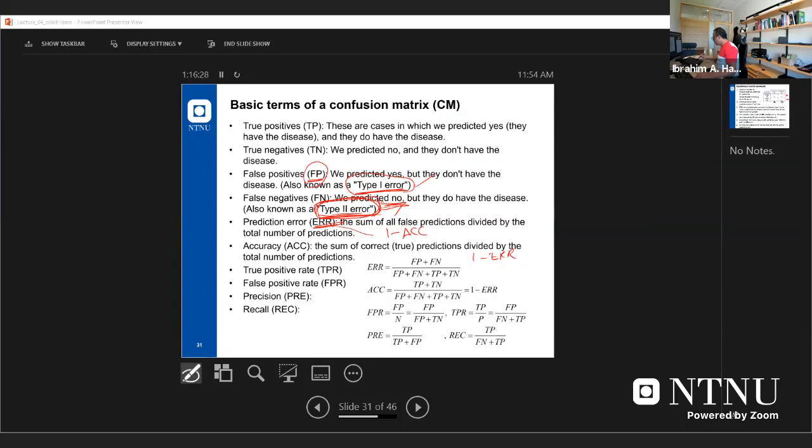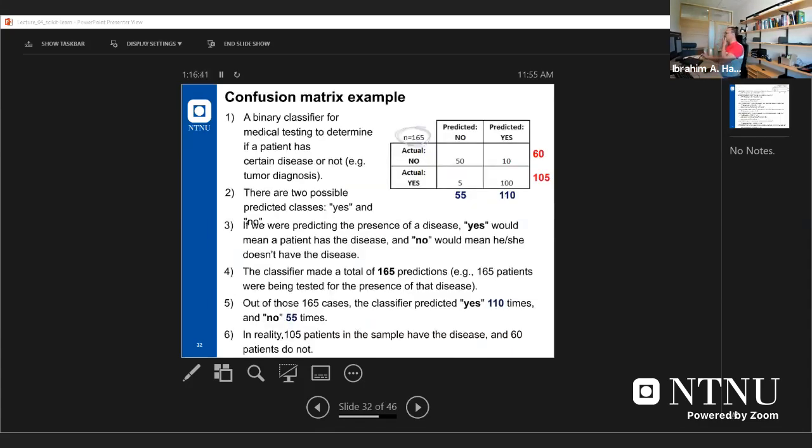For true positive rate, we have some equations for true positive rate and false positive rate, precision, recall. You need to just go through those terms. And we have here an example. You have a binary classifier for medical testing to determine if a patient has a certain disease or not. You can imagine it's corona, for example, or a tumor diagnosis. So there are two possible cases, yes and no, or positive and negative. We have in total 165 patients.